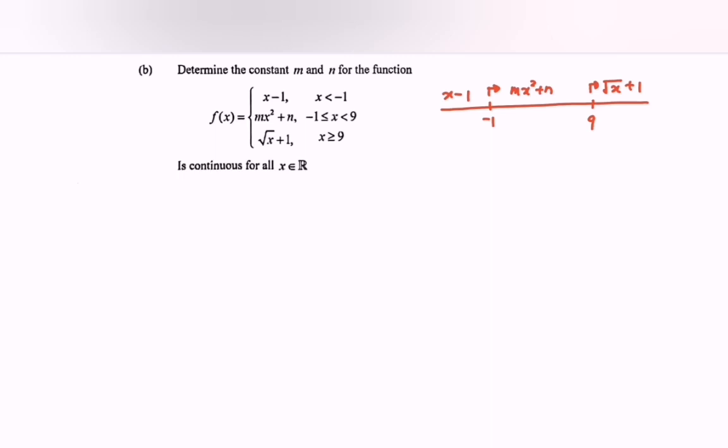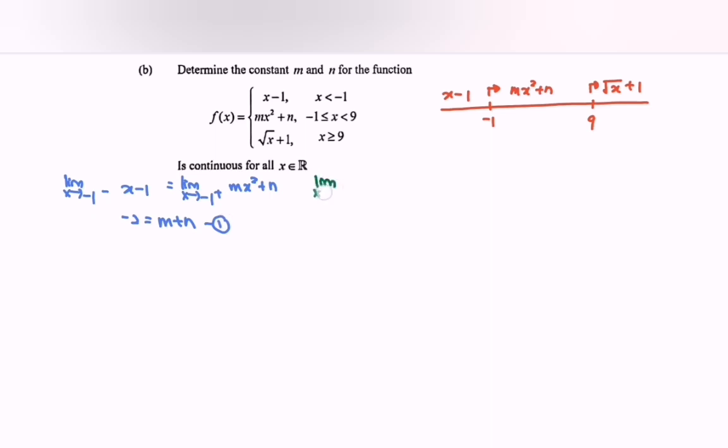Determine the values of m and n for the function, where f(x) is continuous for all values of x. The limit as x approaches -1 from the left, they say the limit exists, meaning that it is the same as the limit as x approaches -1 from the right. Here we have x minus 1, and here we have mx squared plus n. Kindly substitute. Then we will have -2 on the left, and m plus n on the right. So that is the first equation.